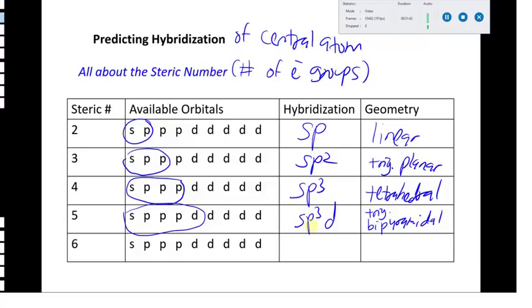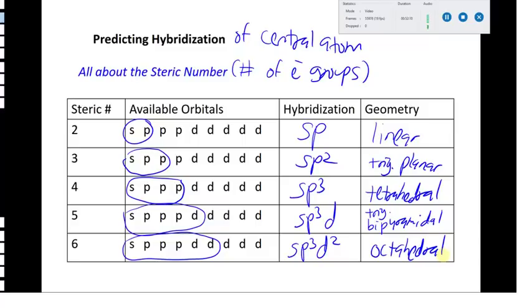And then finally, the last one is 6 electron groups. We hybridize 6 orbitals, so we take 1 s, 3 p's, 2 d's, a total of 6 orbitals, which gives us sp3d2, or sometimes written as d2sp3. And that hybridization results in an octahedral arrangement of those valence orbitals, okay? So this is how we predict hybridization. You just need to know the steric number, and from that directly falls out what the hybridization would be.